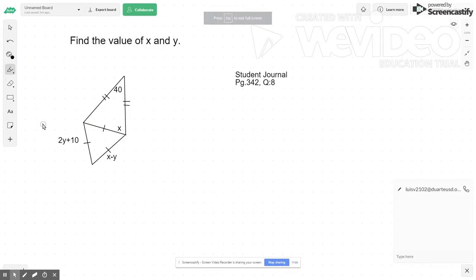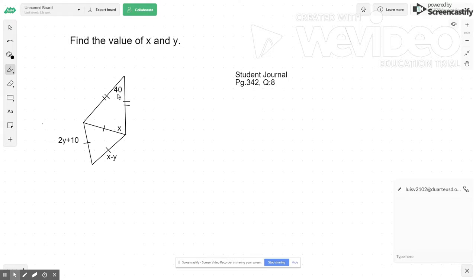All right, hello guys, we're back with another problem to solve, and right now we're gonna be finding the value of x and y in this problem. And just to say, we took this problem out of Student Journal page 342, question 8, which is still on chapter 12.4. All right, so let's get right into this problem.